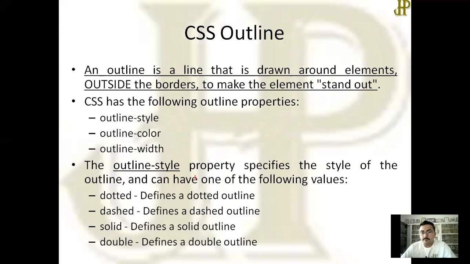Next one is outline. It looks like a border, but there is a difference. What is the difference? This specifies the arrangement or look of the outside of the border. Okay. And the same thing will happen like border style, border color, and border width. There will be an outline style, outline color, outline width. And the values are again the same: dotted, dashed, solid, double.